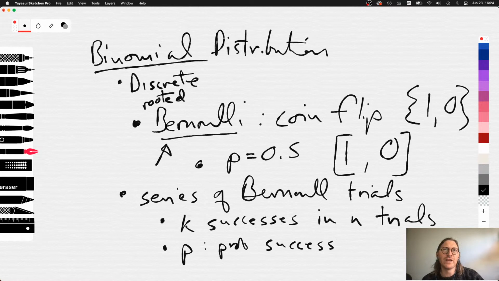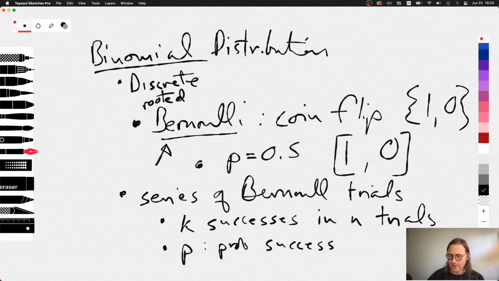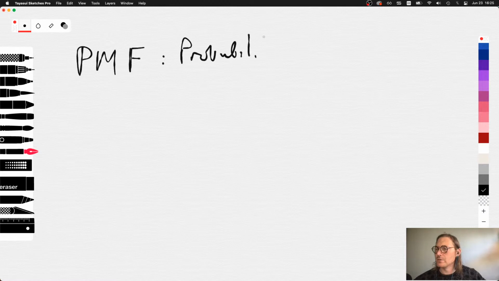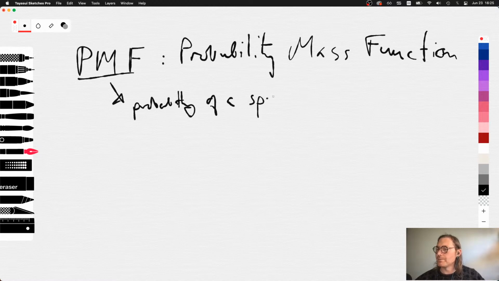It's discrete. It's rooted in a series of Bernoulli trials, where we are looking at the number of successes, which we describe as k, in n trials, and there's a fixed probability of success. So with that in mind, let's consider the probability mass function for the binomial distribution. So we have this concept of the PMF, which stands for probability mass function. And what a probability mass function does, in general, is give us the probability of a specific outcome, right?